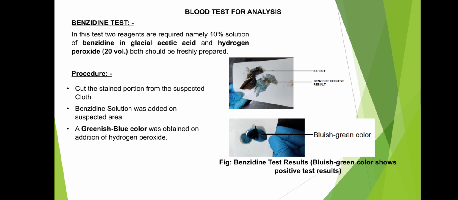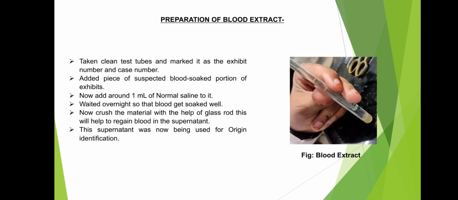For the confirmatory test, we have two methods. Preparation of blood extract. Take a clean test tube and mark it with the exhibit number and case number. Add a piece of the suspected blood-soaked portion of the exhibit. Now add around 1 ml of normal saline to it. Wait overnight so that the blood gets soaked well. Now crush the material with the help of a glass rod. This will help to regain blood in the supernatant. This supernatant is now used for origin identification.